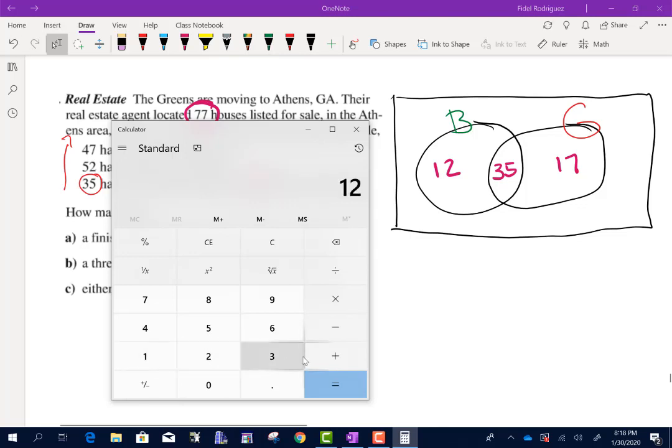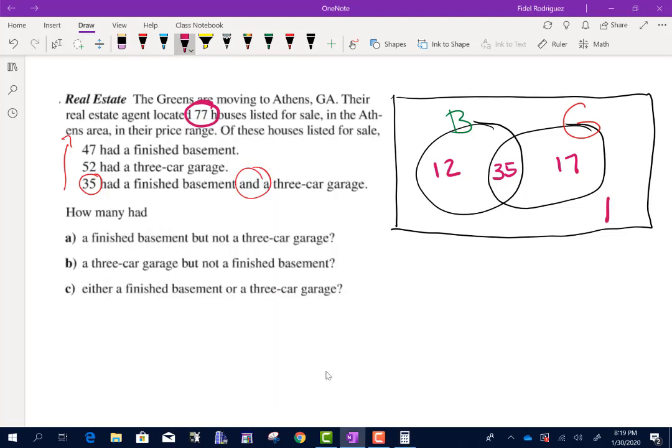So I'm going to go 12 plus 35 plus 17, okay? That adds up to 64. But remember, we had 77 houses. So I say, well, what's 77 minus 64? That's going to give me 13. So the number that's going to be over here is going to be 13. Okay, so now that we have our Venn diagram, we should be able to answer our questions.